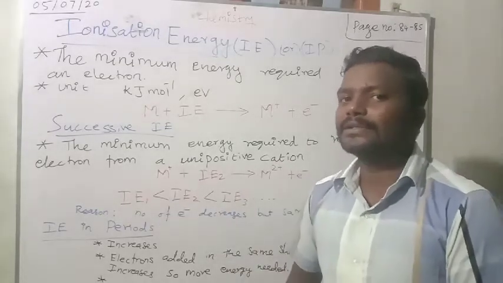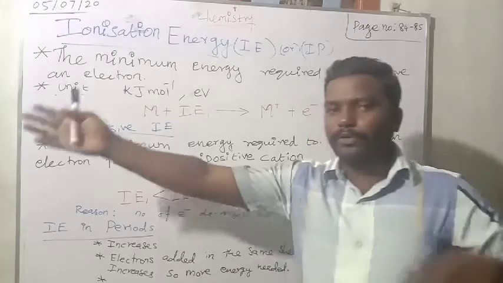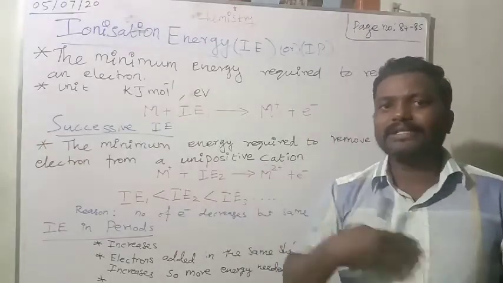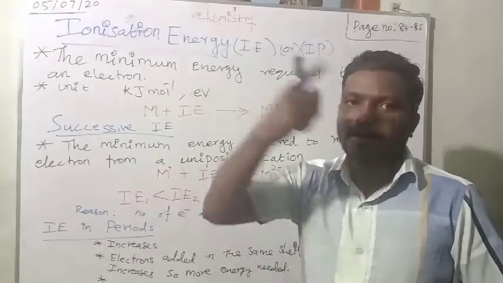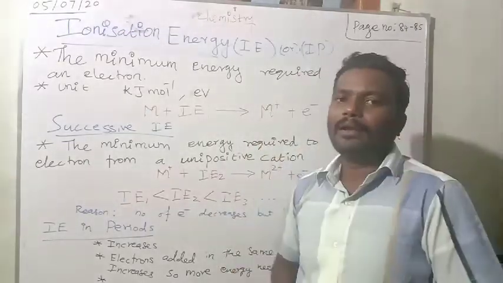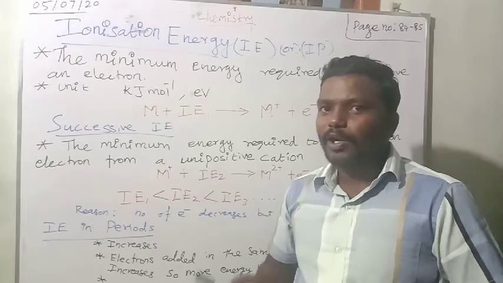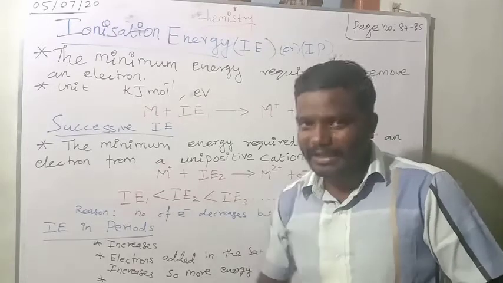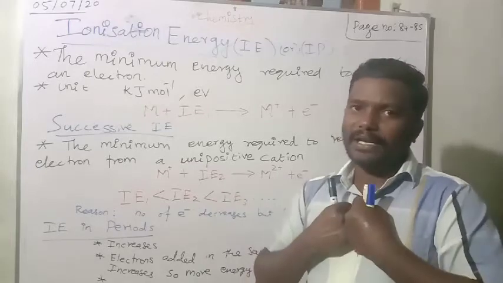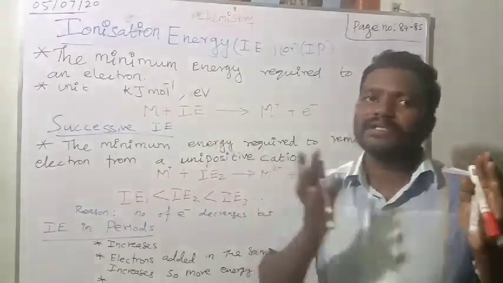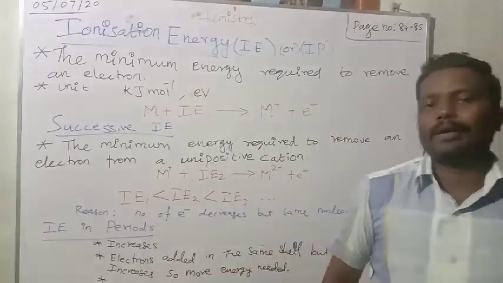It will decrease. What is the reason? From left to right, period wise, size will decrease. What's the reason? Electrons are added in the same cell, but nuclear charge, protons, also increases at the same time. Nuclear charge will attract more effectively. Because of that, size will decrease from left to right.